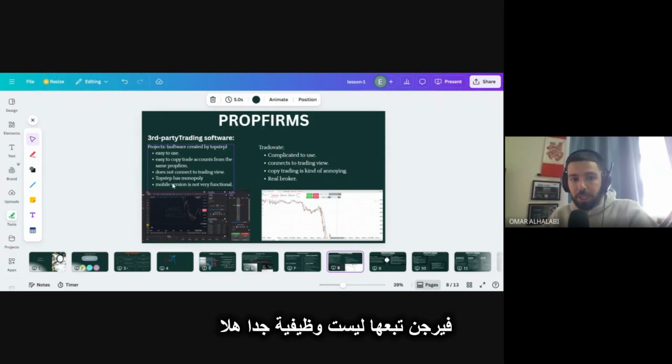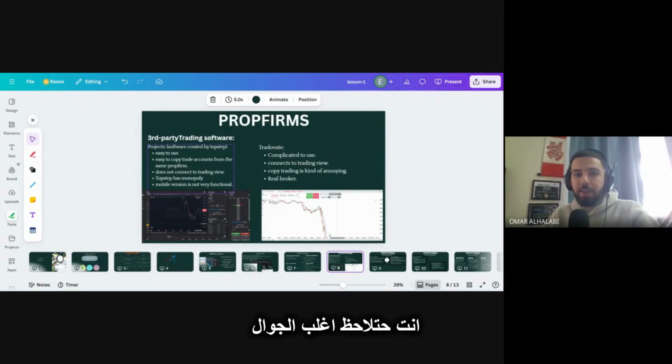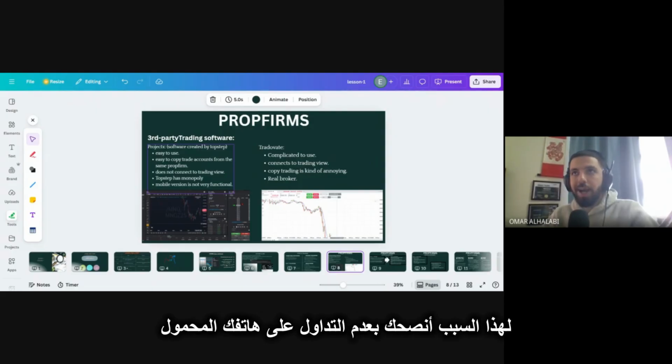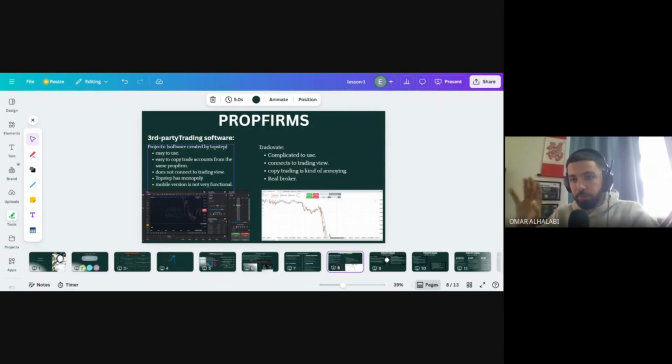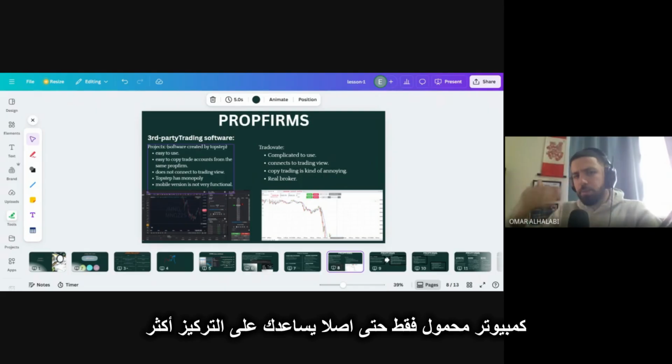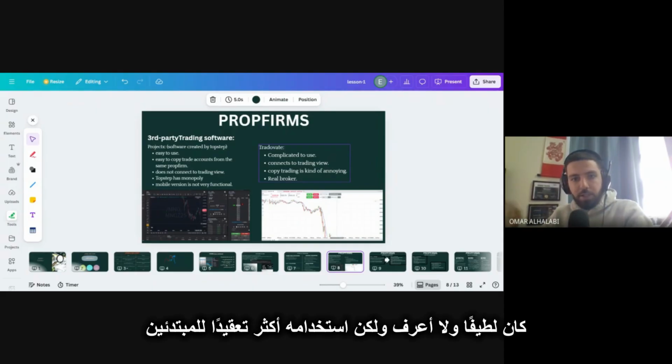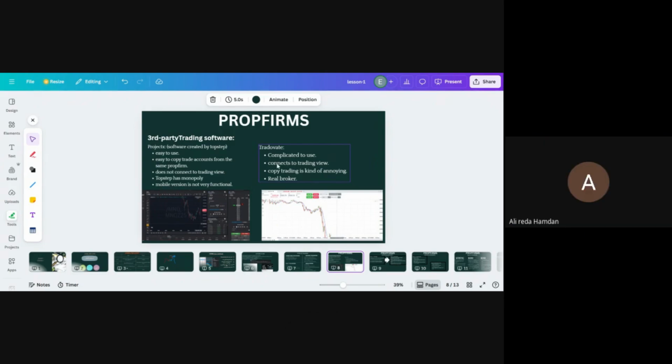And its mobile version is not very functional. You'll notice most of the mobile versions of Tradovate and Top Step are not very good at all. That's why I advise you not to trade on your mobile, only laptop. It even helps you to focus more. Tradovate is a bit more complicated to use for beginners. Maybe the view was nice, I don't know, but it's a bit more complicated to use for beginners. That's what I've been told.